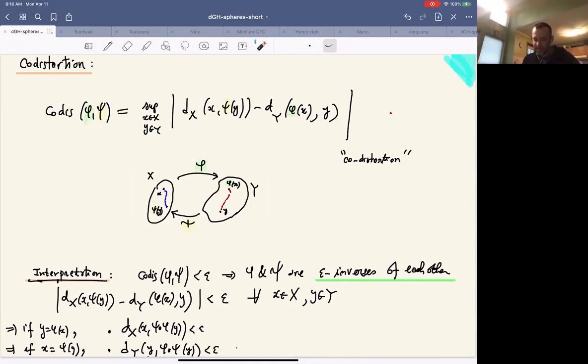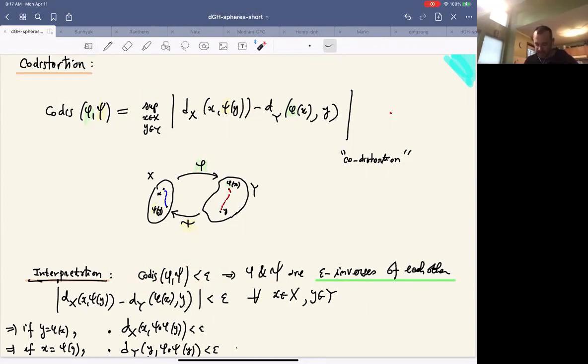The freedom in terms of points comes from picking a point x in X and a point y in Y. Given the point x in X, you look at the image under phi, and given the point y in Y, you look at its image under psi. And then you compute the distance between x and psi of y, and then you do the same on the Y side, and you compute the distance between y and phi of x. So you subtract, take the absolute value, and look at the most pessimistic choice. The interpretation is that co-distortion being small means that phi and psi are epsilon inverses of each other.